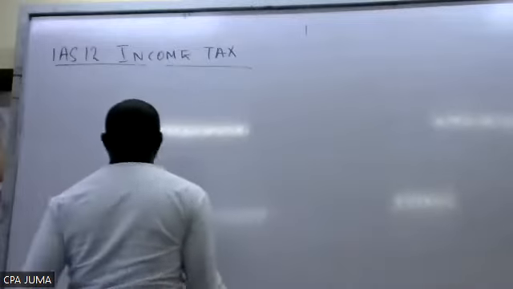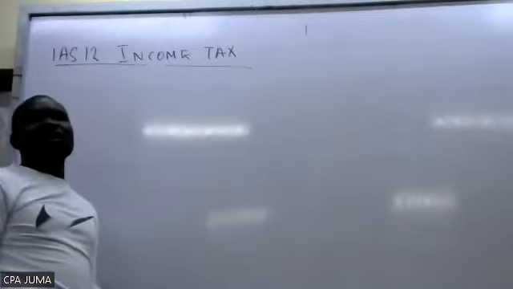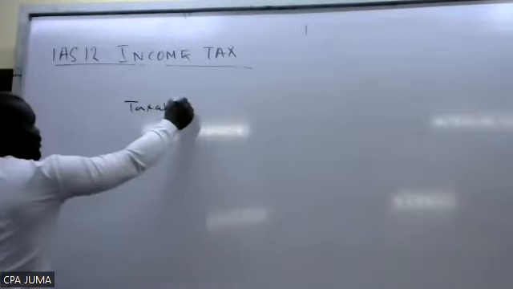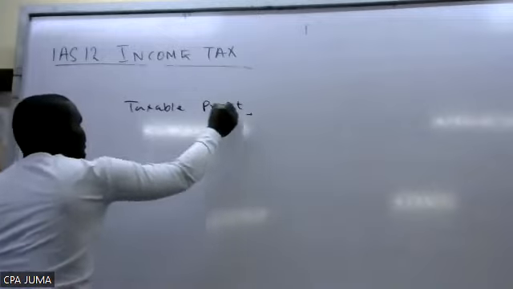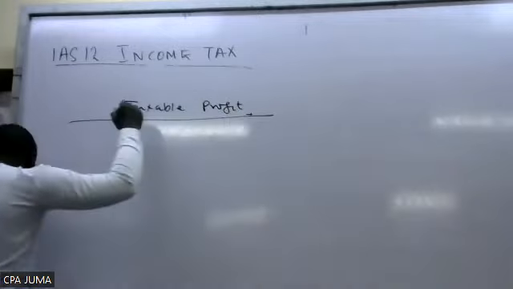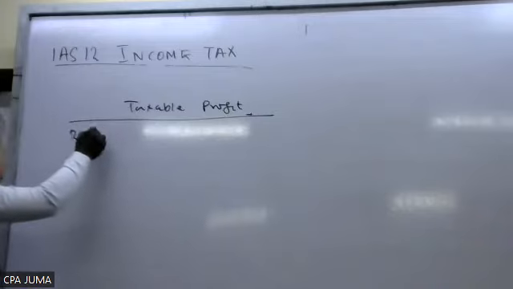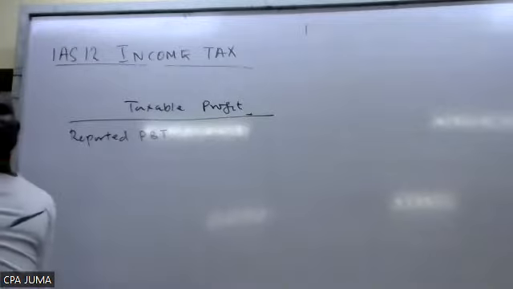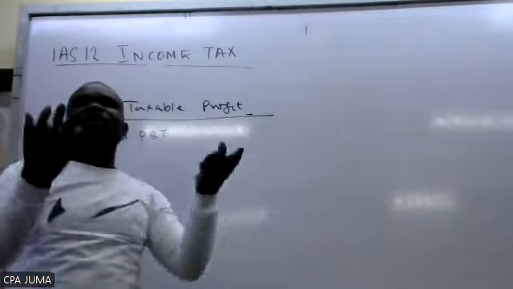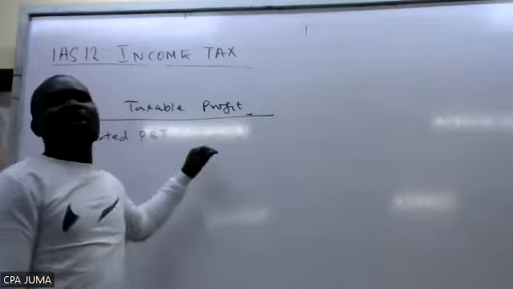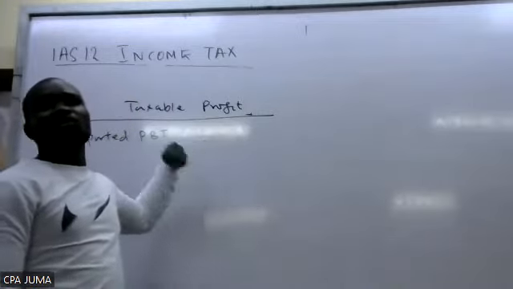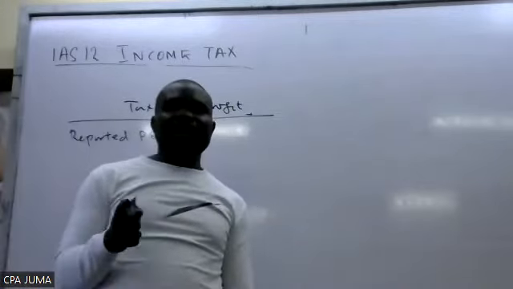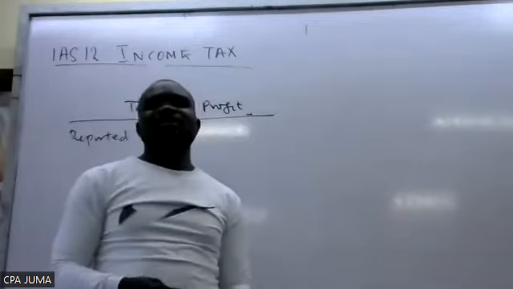So let us calculate the taxable profits. You start with reported what? Profit before tax. You cannot work with after tax. After tax, the tax has already been deducted, so you have to cross back from after to before. We were given how much? 700. So can you convert it to before tax?